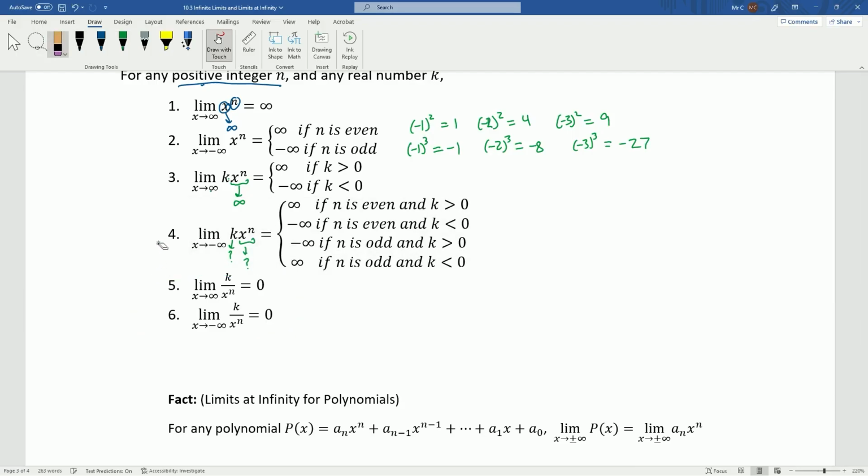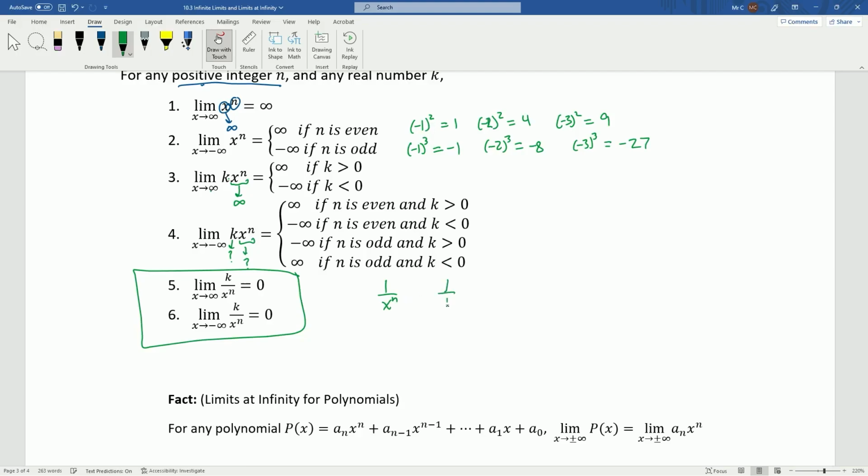And these are really, I think, the most important for the main problems we're going to practice here. The limit as x goes to infinity of k over x to the n is 0, and the limit as x goes to negative infinity of k over x to the n is 0. So let's look at a simple example. I've got 1 over x to the n.